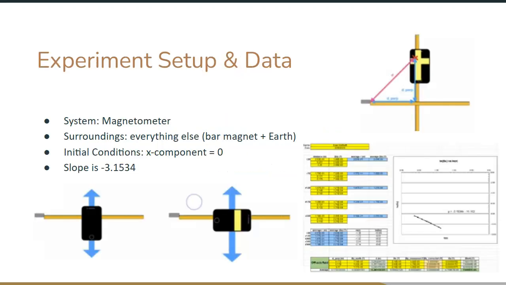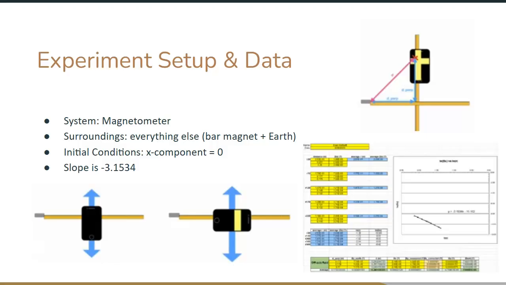magnet. The system in this experiment was the magnetometer, while the surroundings included the bar magnet and the Earth's magnetic field. I began by setting up the phone with the magnetometer app, aligning it along the Earth's magnetic north using a meter stick. Then I located the magnetometer sensor chip in the phone using small pieces of tape and shifting it along the x and y axes until I identified where the readings changed most significantly.